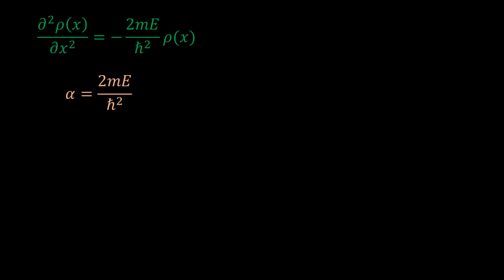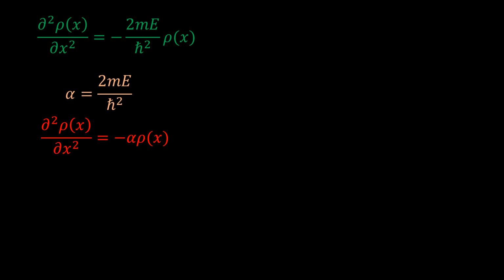Let's bring all the constants to one side to have this. Now, let's equate all the constants to a constant, say alpha, as follows. So the equation becomes the second derivative of rho equal to minus alpha rho. You may not recognize alpha at this point, but let me express it in a way that you would.